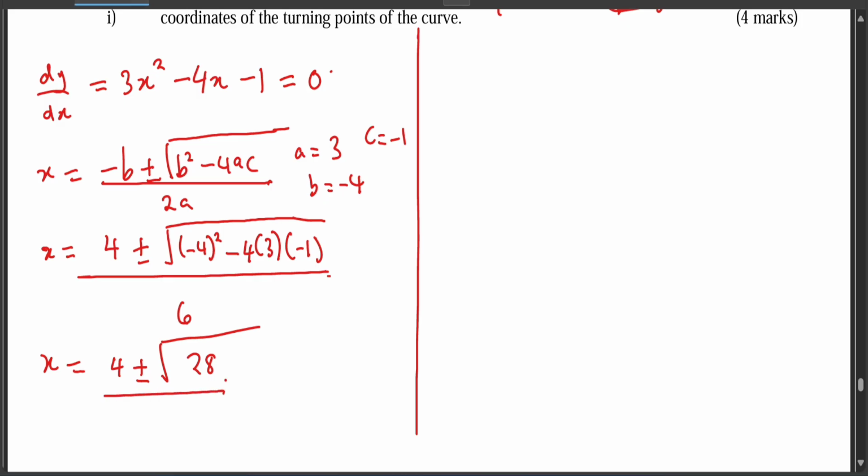So x1, for x1 now, let's start with positive. So x1 is equal to 4 plus root of 28 divided by 6. It gives you, your x1 is given by 1.5. Let's say 1.55. Or if you want to write it in 4 significant figures, but I prefer just to write 1.55. Okay, that's my option.